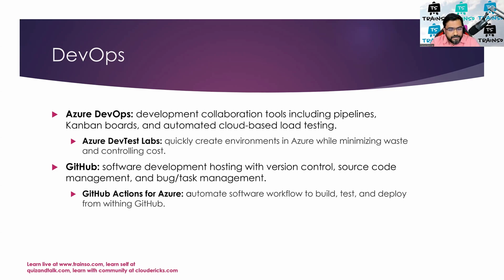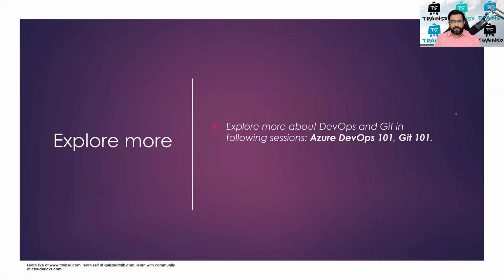You also have GitHub Actions, which is similar to Azure DevOps pipelines. You can use it for automating a software workflow to build, test, and deploy from within GitHub. I hope you have seen the Git 101 session to understand what Git and GitHub are. Else, please watch it. It is already available for you to watch. And irrespective of whether you are a developer or DevOps engineer, you still need to understand Git. That is why we had a Git 101 session before even this session. We will have a DevOps 101 session soon.